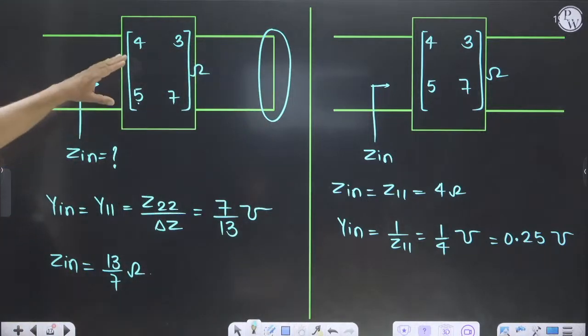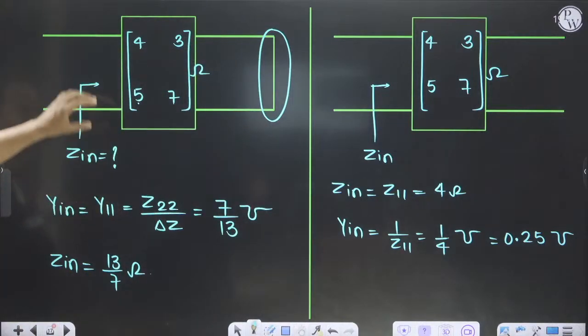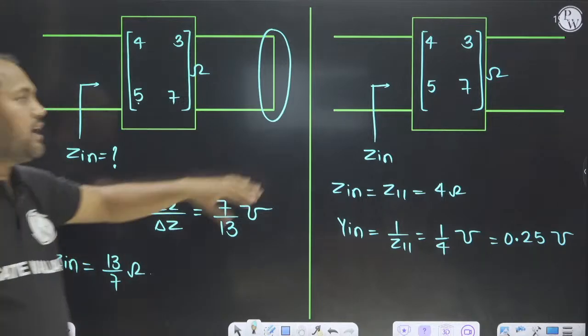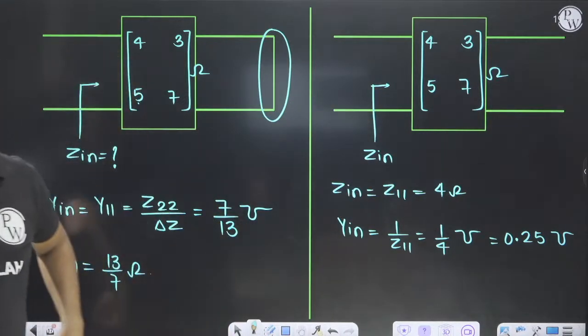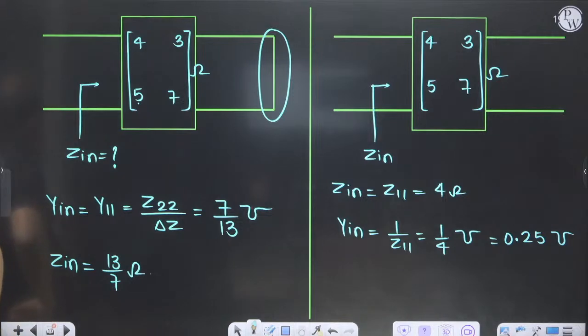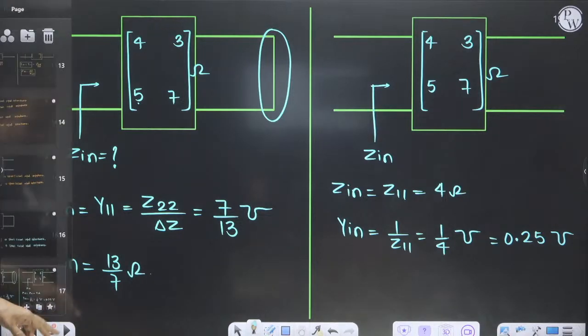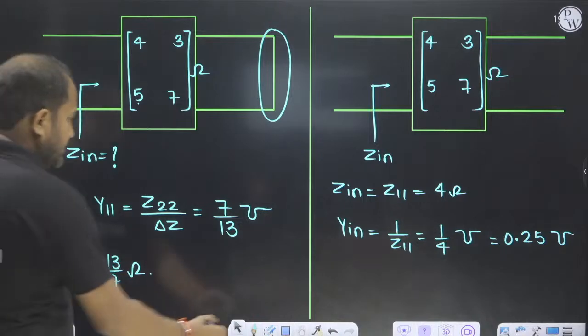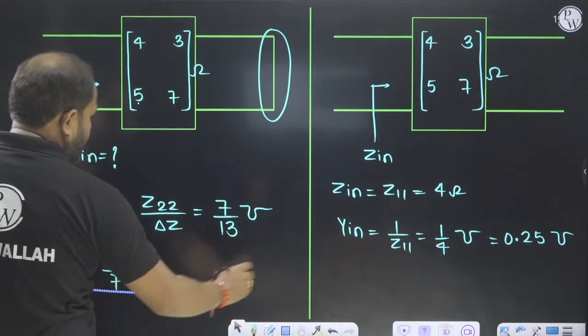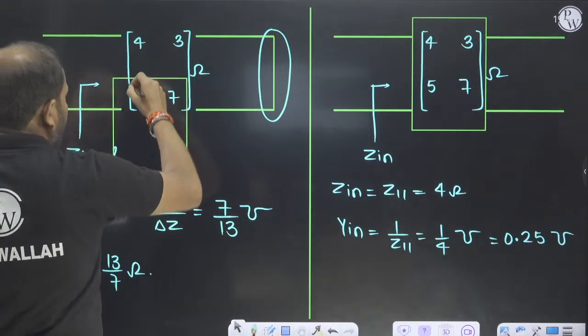So in case of short circuit, we have to find Y, then Z. In case of open circuit, we have to find Z, then Y. Okay. Next is, if in this case y parameter is given, 1 second, I will come back.